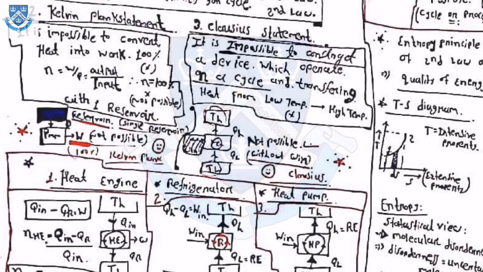After that, the Clausius statement. It is impossible to construct a device which operates on a cycle and transfers heat from low temperature to high temperature. So for any cycle, it is not possible to operate from low to high temperature. These are some diagrams of that.